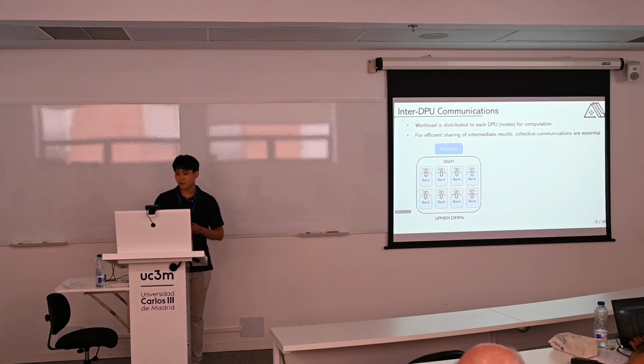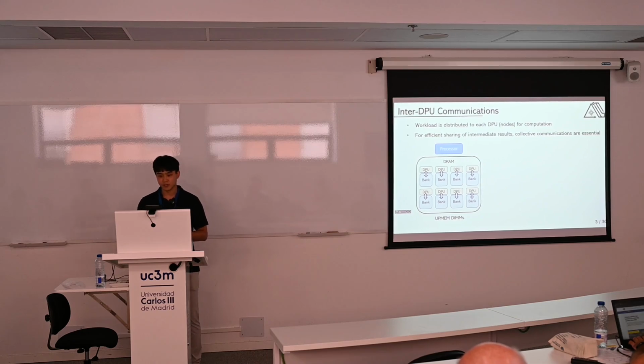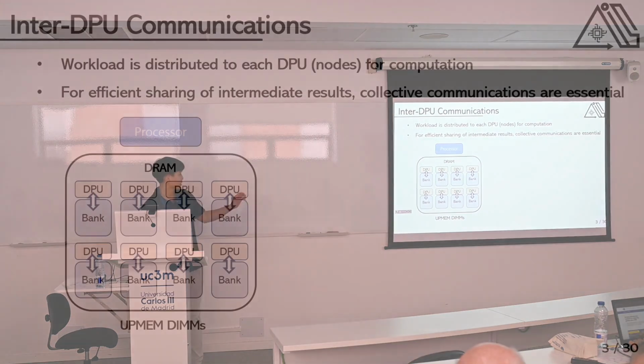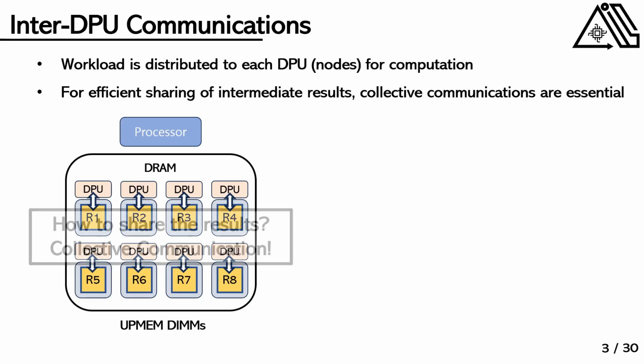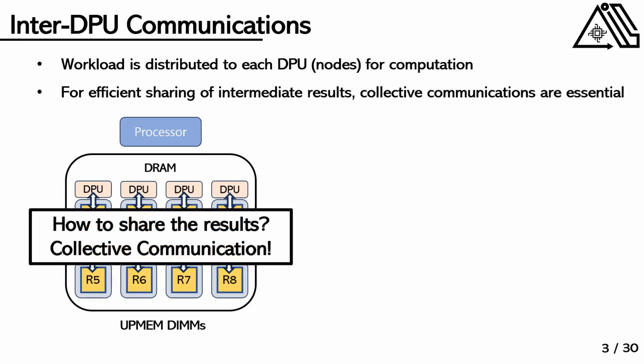Now, I'm sure that we're all familiar with what processing in memory is. So the figure is what we configure the processing-in-memory hardware should look like. So when computing on PIM-based hardware, as PIM consists of multiple cores, the workload should be distributed to each DPU for computation. And in many cases, after each layer of computation, we need to share the intermediate results for further processing. Then how do we share the results between the DPUs?